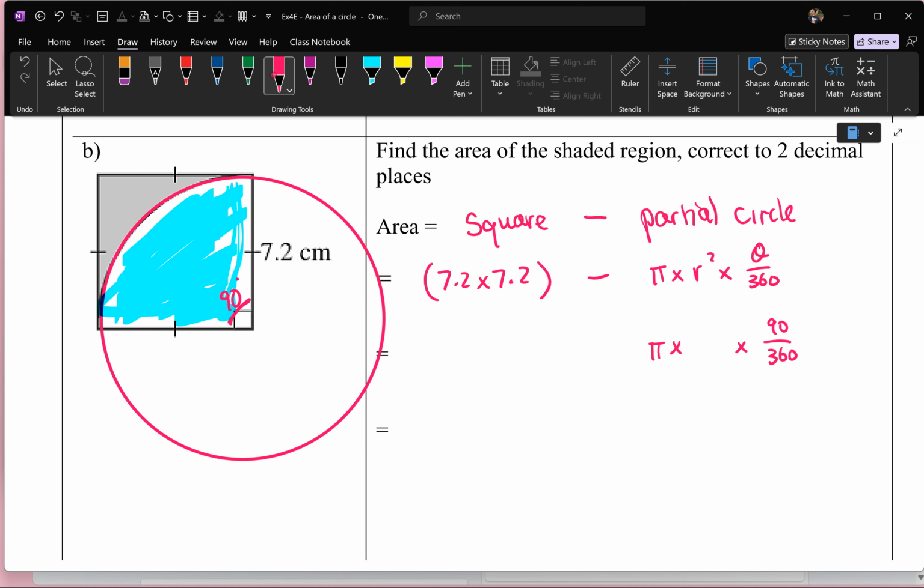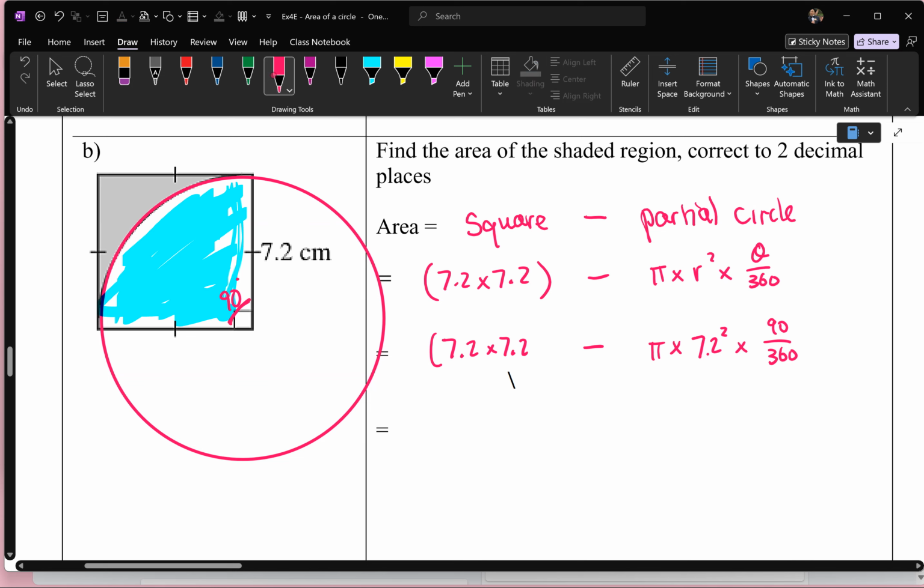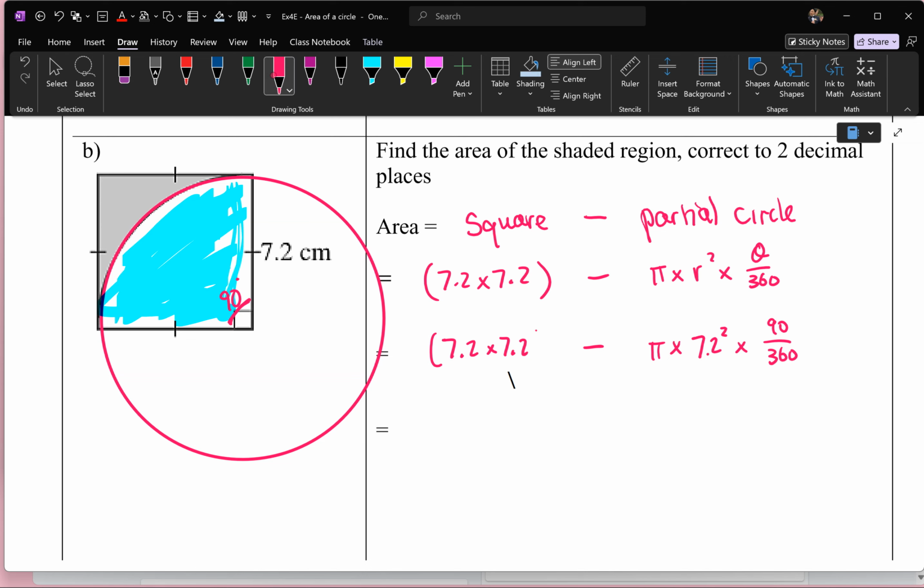But what's my radius though? What's the radius? Anyone see the radius? 7.2, because it's literally here. That's the center of a circle. From here to the side of the circle, that is the radius. That's also the radius. So I know the radius must be 7.2. I put it into the formula, 7.2 squared. And this one was 7.2 times 7.2. This is what you type in the calculator. So in your calculator, this would just be 7.2 times 7.2.